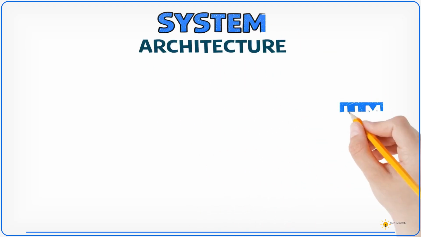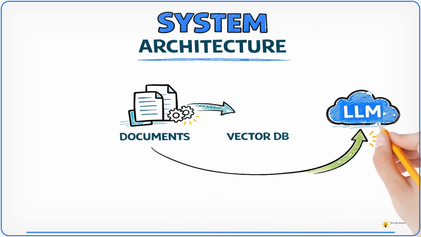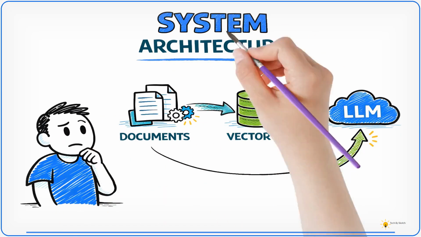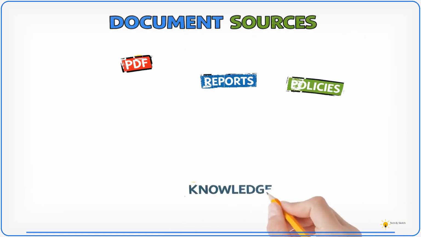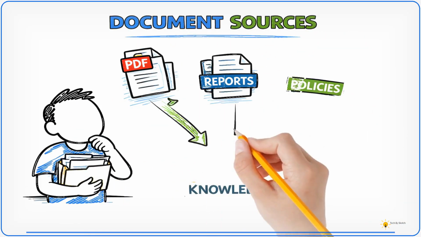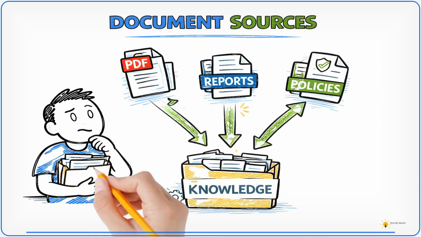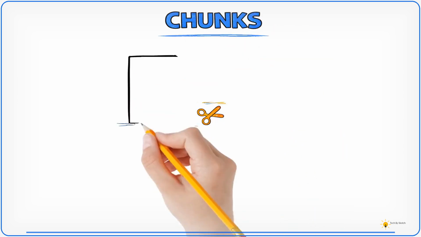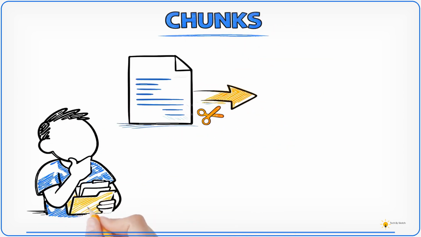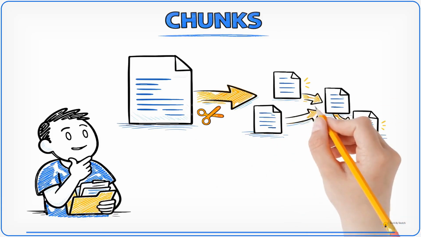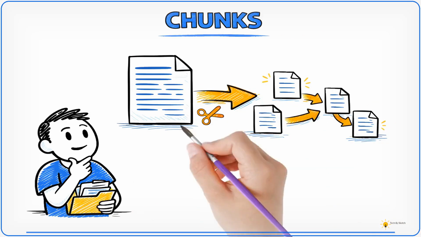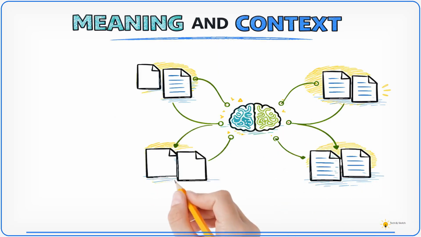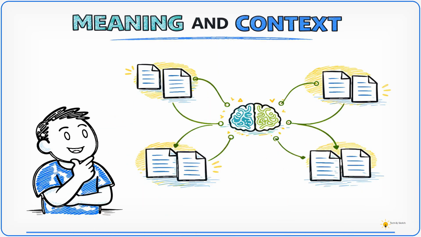Before building anything, we need to understand the system architecture, what components are involved, and how they connect. This is critical in real projects. Everything starts with document sources: PDFs, reports, policies, or knowledge files. This becomes our knowledge base. We break documents into smaller pieces called chunks. Instead of sending large documents at once, this improves processing and accuracy. Chunking helps preserve meaning and context. Smaller pieces are easier to search and match, which improves final answers.